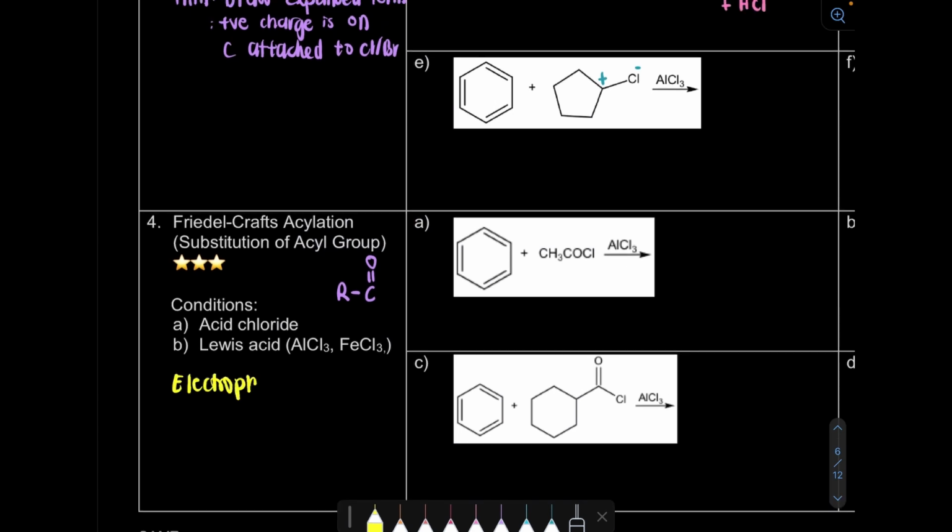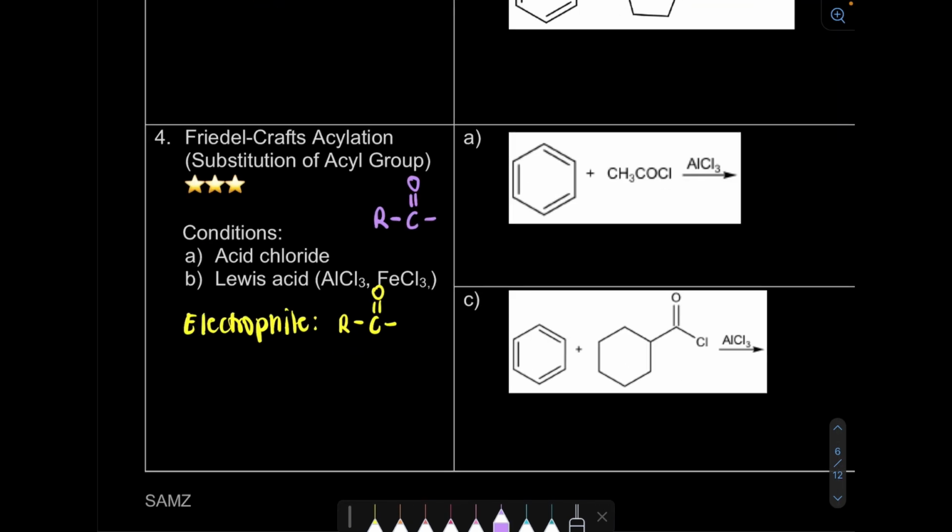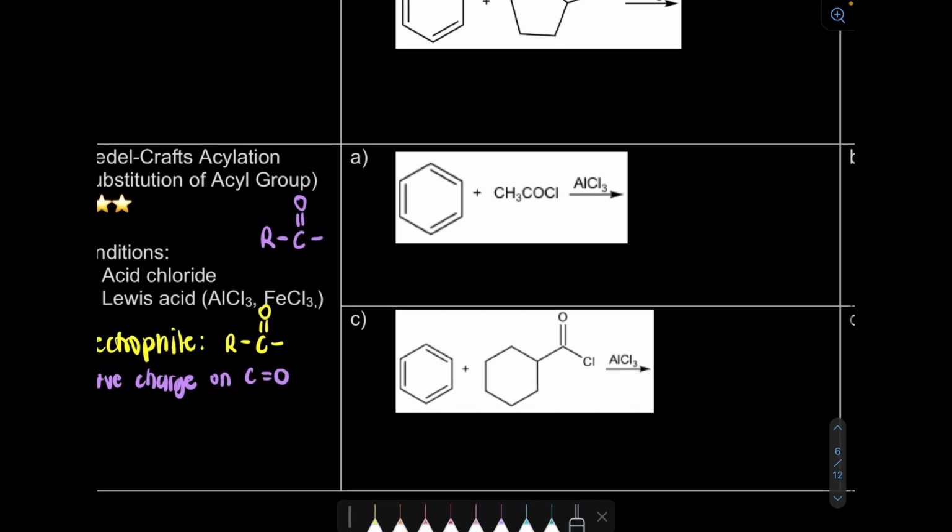Okay, so our electrophile is actually C double bond O attached to any alkyl group. You must draw one more bond so that we show that carbon has 4 bonds. So the hint is that we're going to put the positive charge on the carbon attached to the double bond O. So let's look at example A.